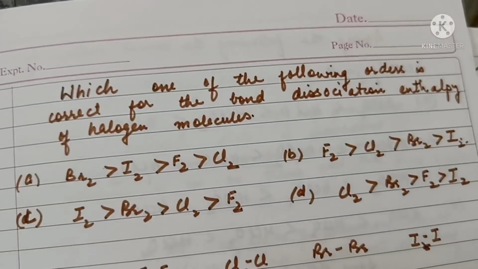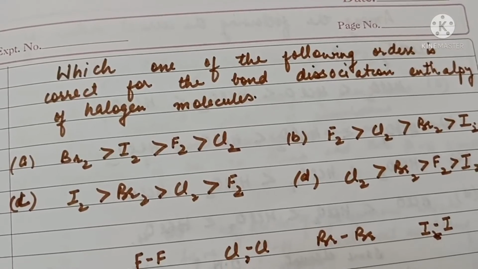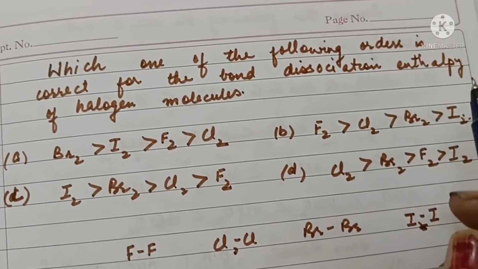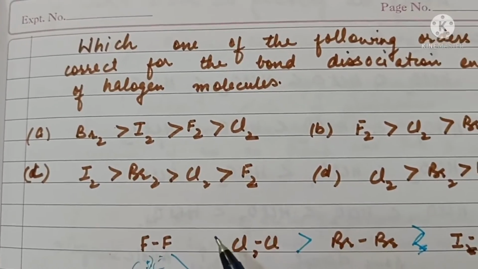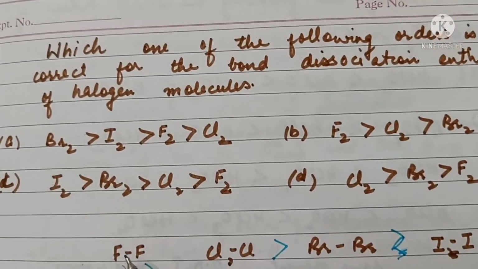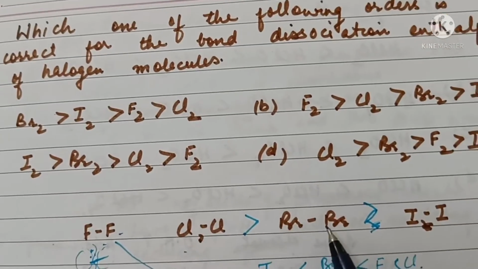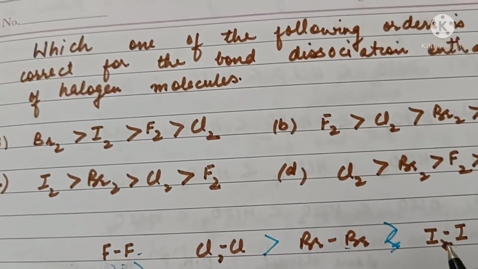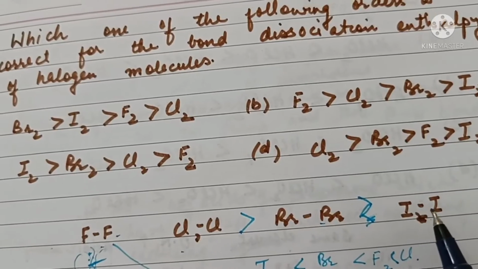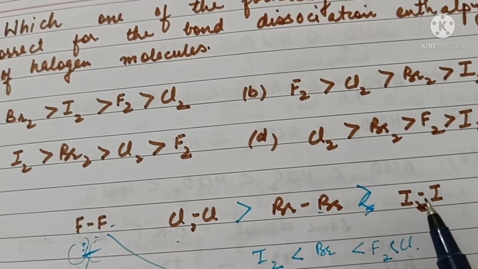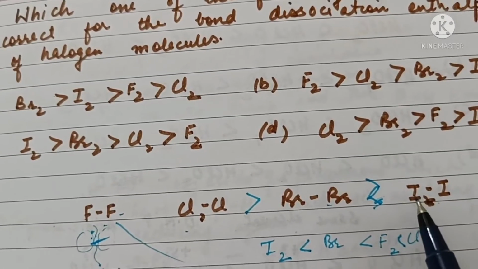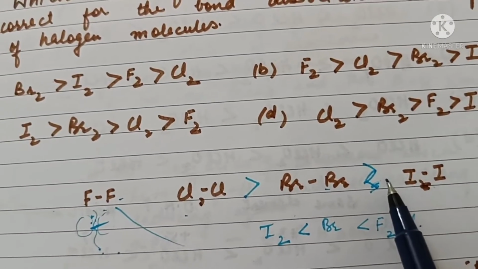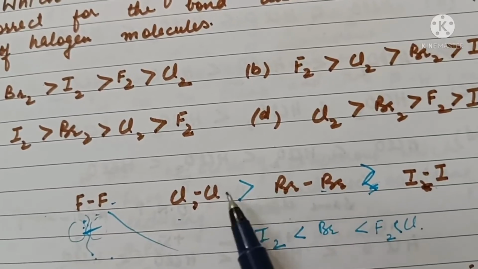Which one of the following orders is correct for the bond dissociation enthalpy of halogen molecules? So down the group, the order is fluorine, then chlorine, then bromine, then iodine. So iodine is the biggest atom, so the bond is longer, so it can be easily broken, so the bond dissociation enthalpy will be the least. Then comes bromine, then chlorine.